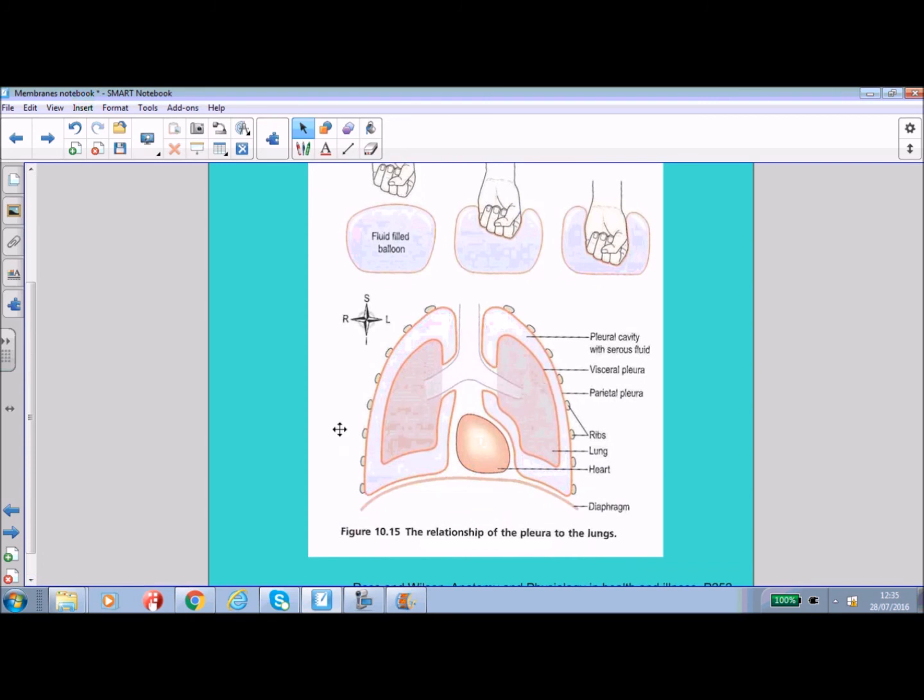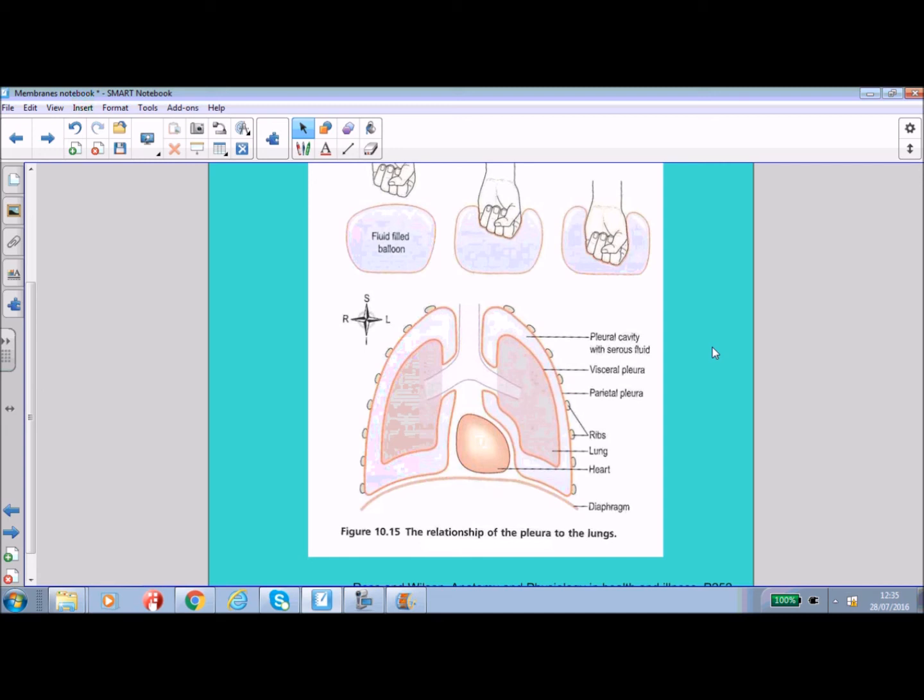We have a lung on each side, and then we have a serous membrane all the way around each lung. And when the serous membrane is serving its function, it's known as the pleura. So you see it there, pleura. Or plural if you're talking about it when it's in function.